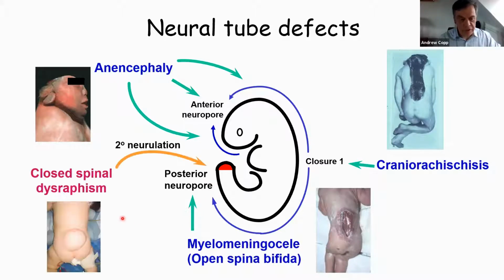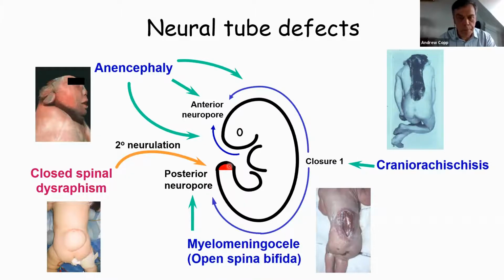And a fourth defect, which I'm not going to talk about in detail, but I'd be very happy to discuss in questions, is the whole issue of closed abnormalities. The neurosurgeons call this closed spinal dysraphism. And generally, we think of these abnormalities as being a result of secondary neurulation, which happens here in the tail bud of the embryo.